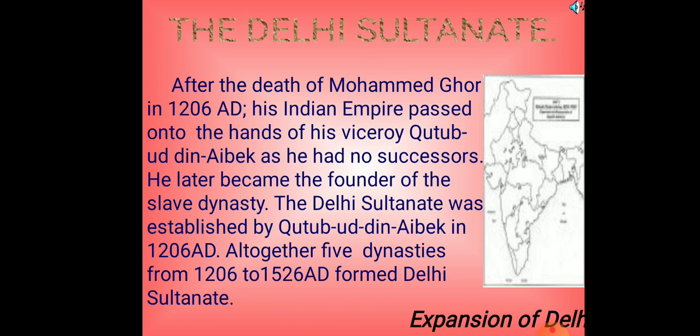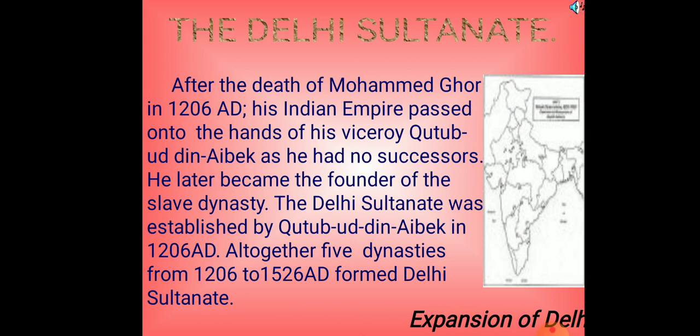After the death of Muhammad Ghori, who established the Sultanate empire in India, in 1206 AD, his Indian empire passed into the hands of his viceroy Qutb-ud-Din Aibak, as he had no successor. He had no successor because he had no son, but he raised all his slaves as his own sons and trained them well, and one of the favorites among them was Qutb-ud-Din Aibak. He later became the founder of the Slave dynasty.